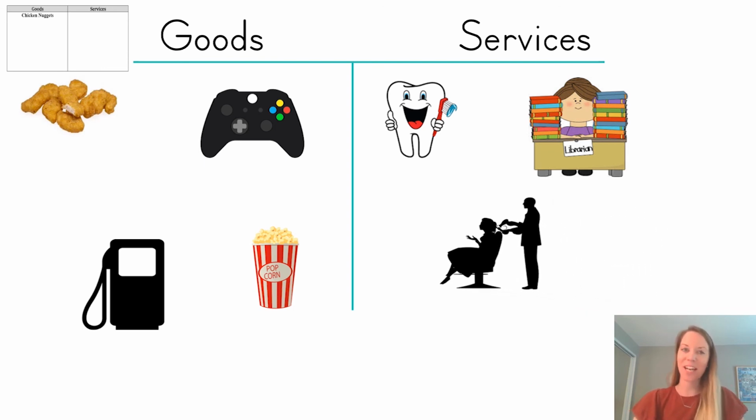Awesome job, guys. So let's remember, goods are objects I can touch and use, like chicken nuggets or video games. And services are when you pay someone to do an action for you, like cleaning your teeth or cutting your hair. So friends, thank you so much for joining me today. I had so much fun, and I really hope you understand the definition between goods and services.